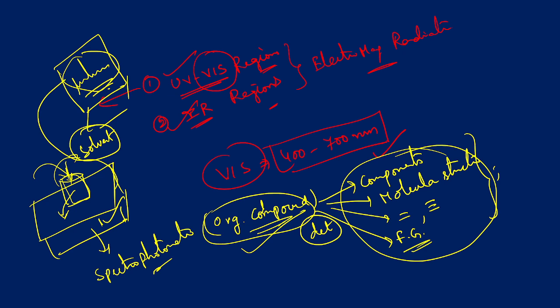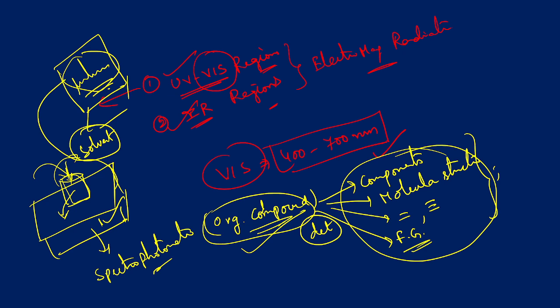Suppose you keep the entire organic molecule in the spectrophotometer. When you switch on, what will happen? Slowly the light will be passed through the instrument. It may be UV visible, or it may be IR, or other electromagnetic radiation. Such electromagnetic radiation will be passing through our organic molecule liquid.